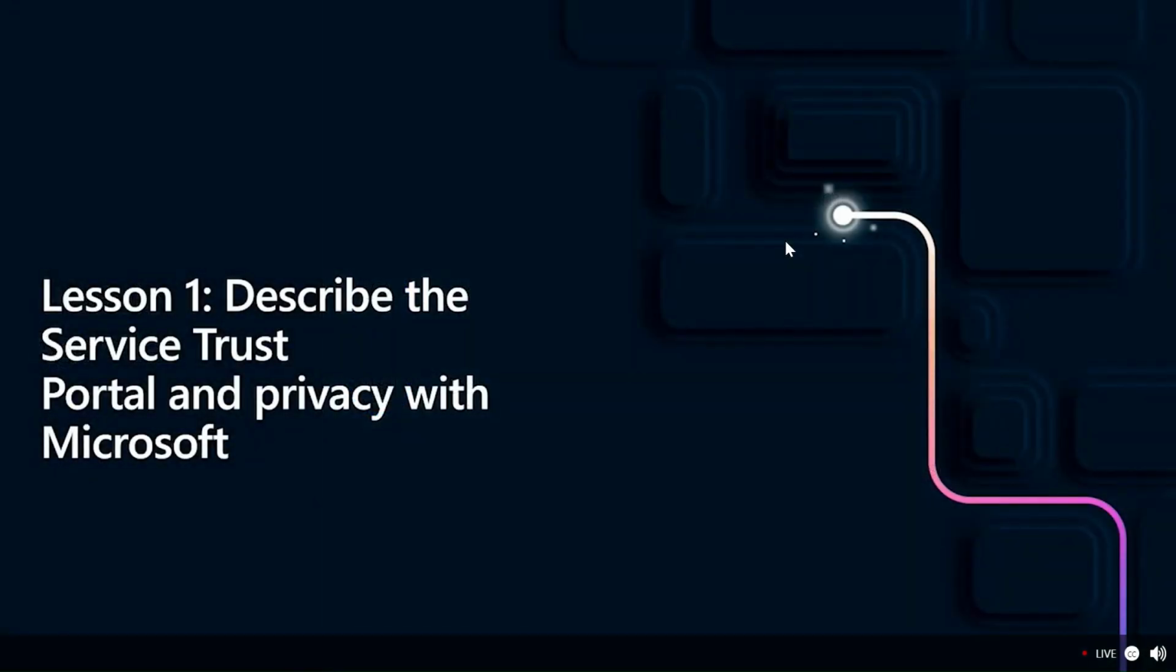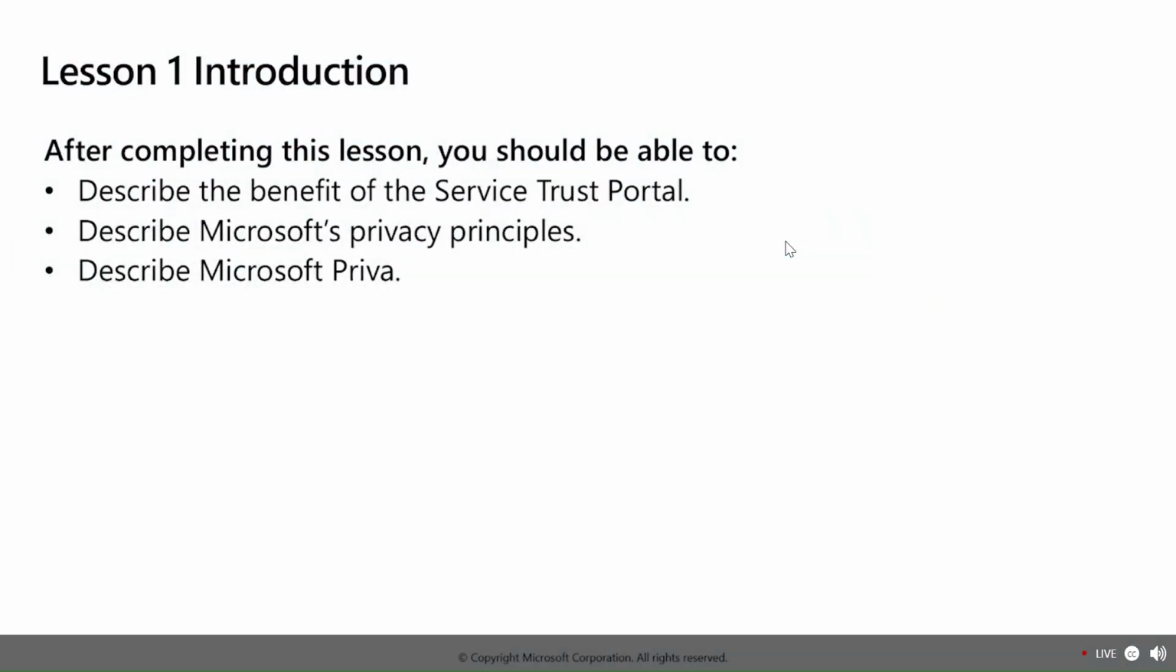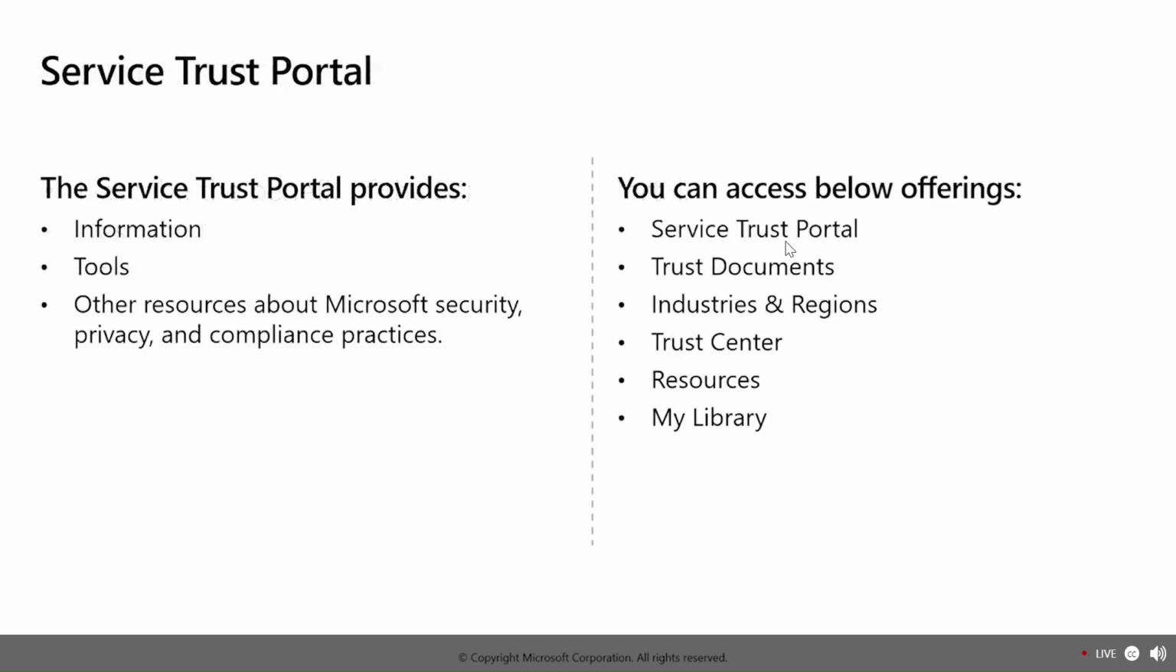Let's start with Lesson 1, where we'll talk about Service Trust Portal and privacy with Microsoft. In this lesson, we'll talk about what is Service Trust Portal and the benefits it holds. We'll talk about Microsoft's privacy principles and look at Microsoft Priva. Service Trust Portal provides information, tools, and other resources about Microsoft security, privacy, and compliance practices. Now, let's quickly have a look at how the Service Trust Portal looks.